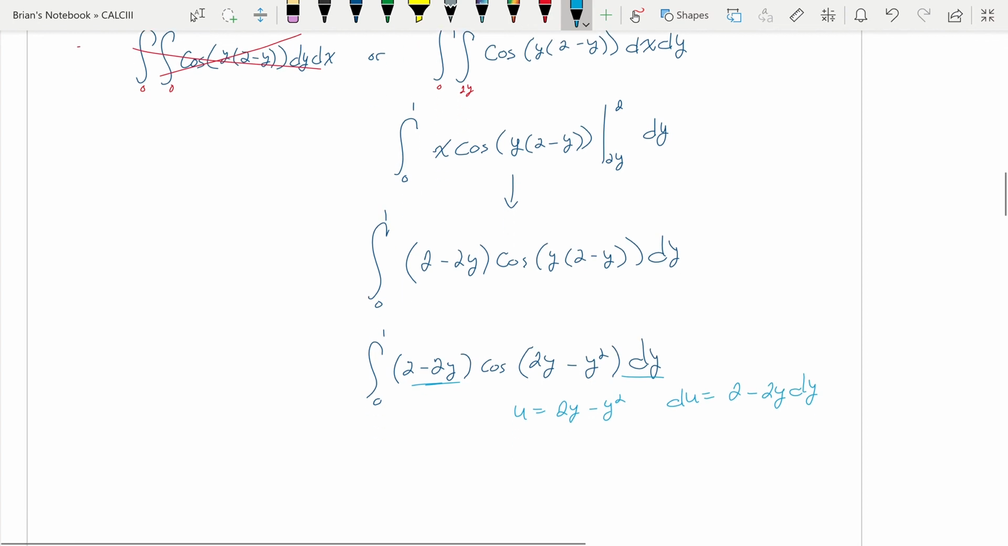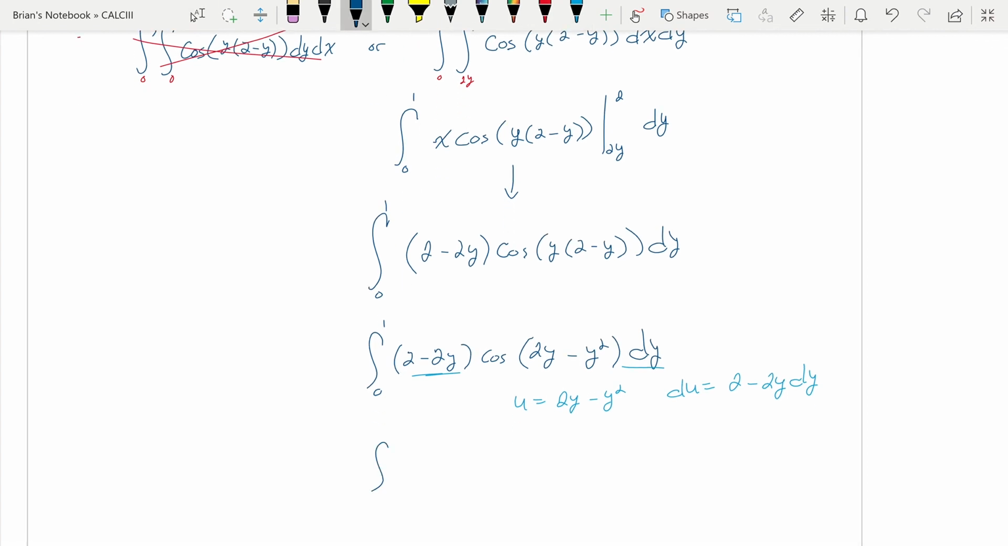So that'll just sub to 0 to 1 of cosine of u du, which turns into the sine of u, evaluated from 0 to 1. Ooh, I guess I didn't switch my bounds for u. So we switch our bounds. We have to do u is equal to, so let's plug in 0. We'll get u is equal to 0.